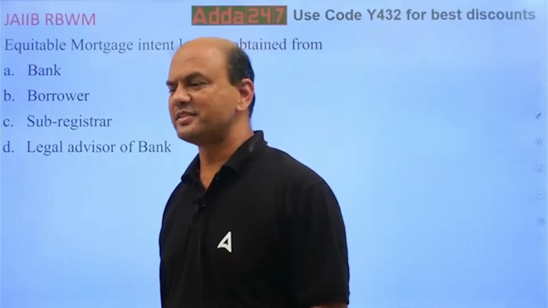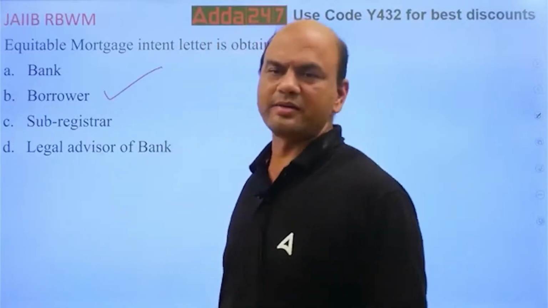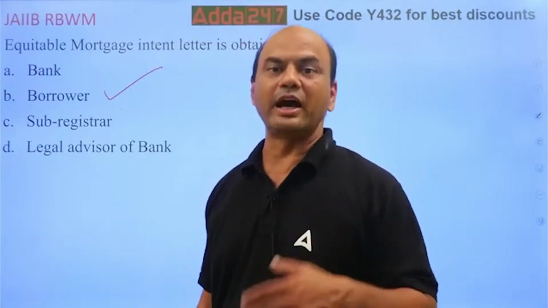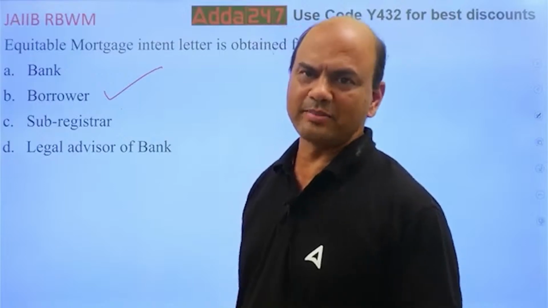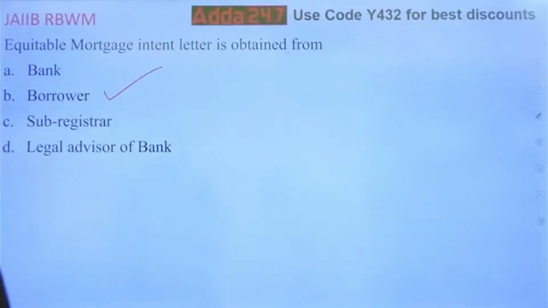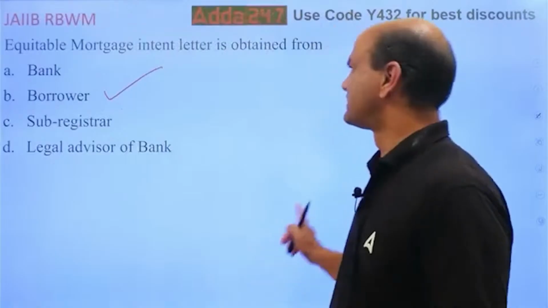Yeah, it is from the borrower. Intent: this is my property and I want to give the mortgage. So obviously I'll be required to give this intent letter, isn't it? So importantly remember, intent is given always by the one who is doing the mortgage. Okay? Got it? Next.